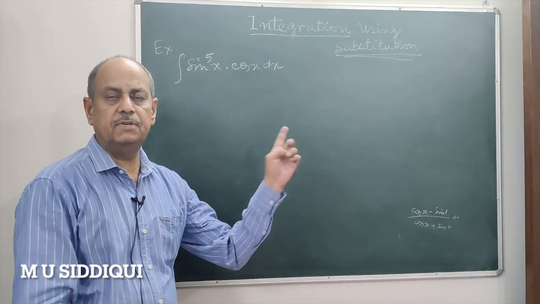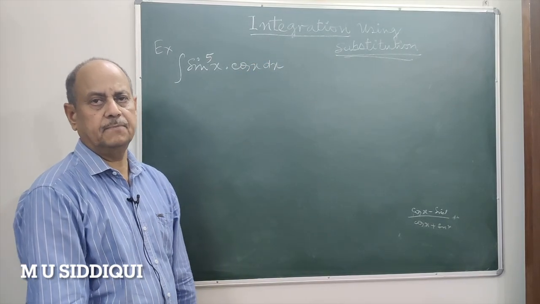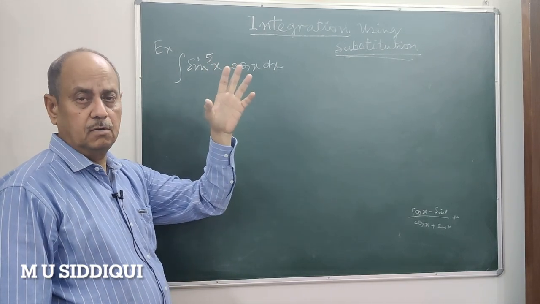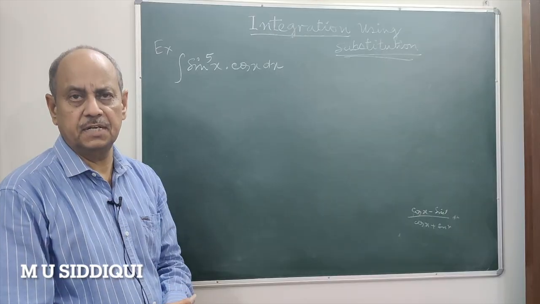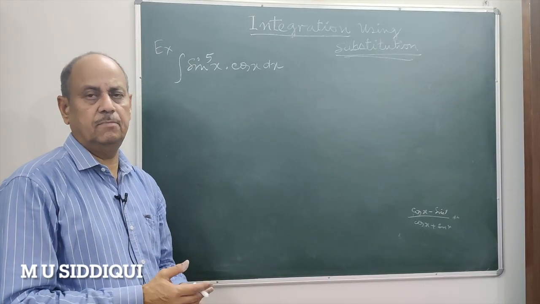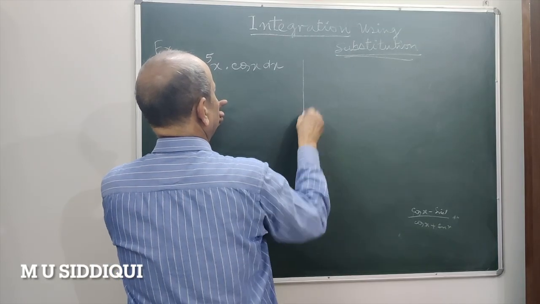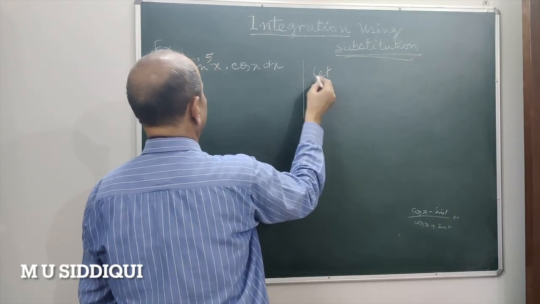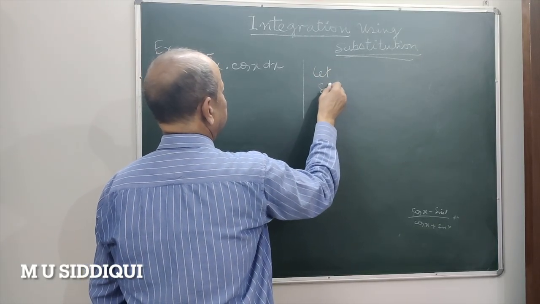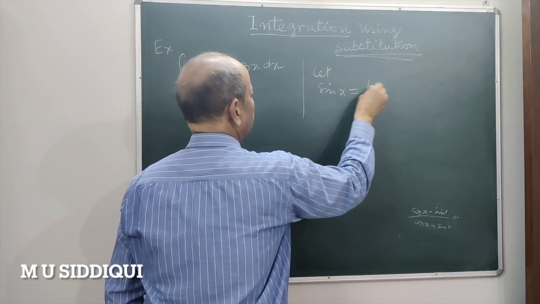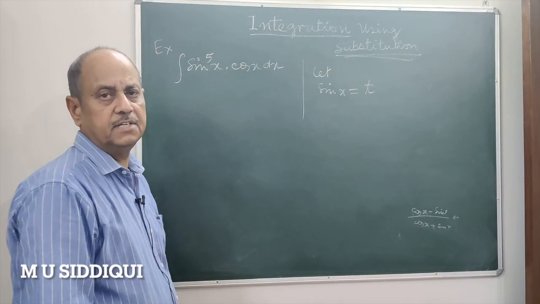This is the expression which we have to integrate. In this you see we find that this is a product and one of them has got a big power also. Seems to be a big expression, but a simple substitution will make it a very easy form. So we say here, suppose or let sin x, this part, be equal to t. I am renaming that sin x as t.